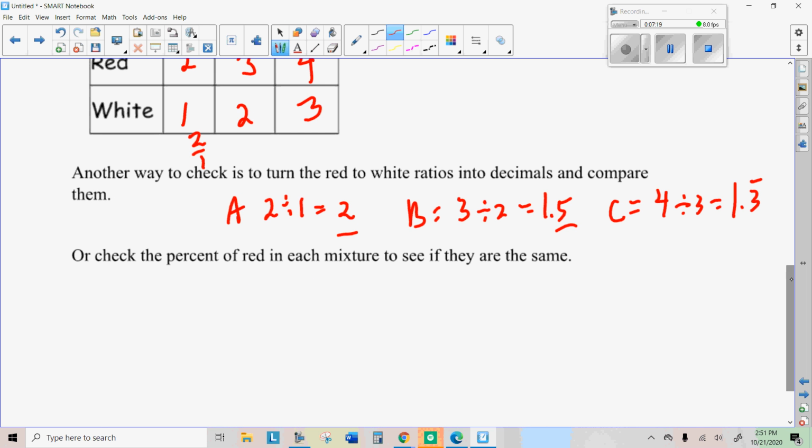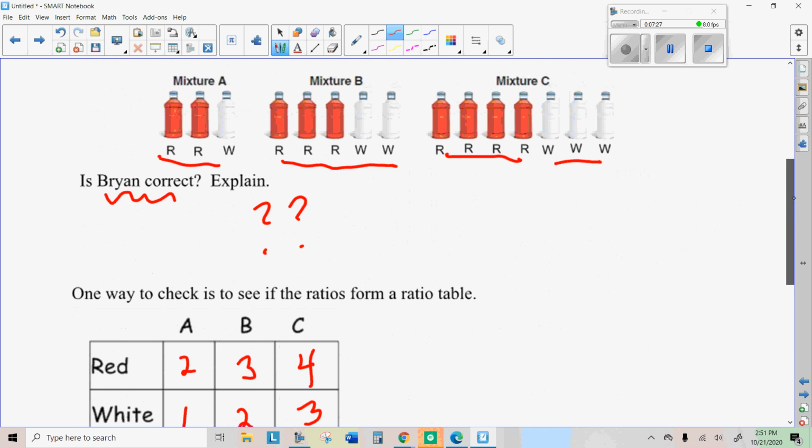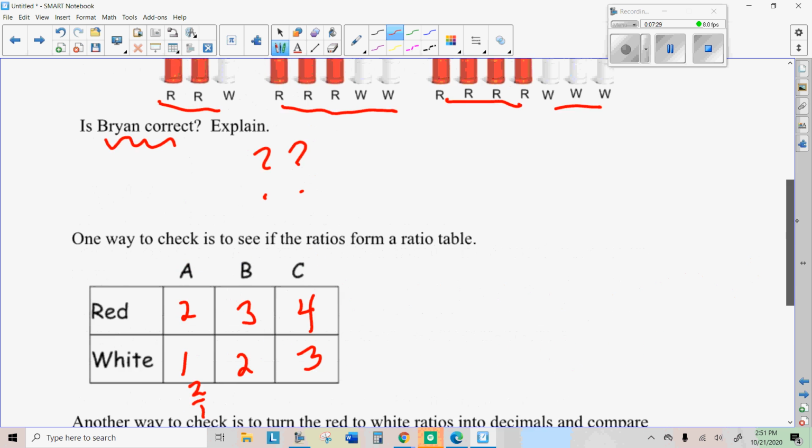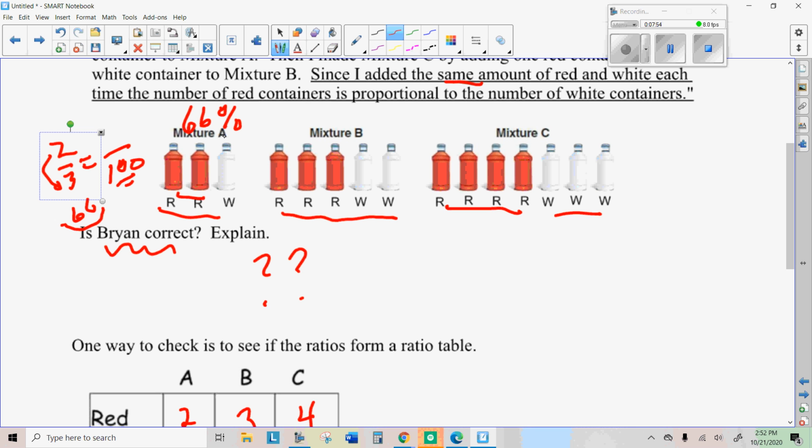Okay. Another suggestion, you guys are good at percent, so if you want to find the percent of, say, red in each mix, let's try that here, you guys. I'll move it back up here. The percent of red in this mix is 2/3, and remember to change that to a percent, I like to do the 2 divided by 3 first, which is 0.66, and then just move the decimal over 2 places, because that's what happens when you multiply by 100. So this one's 66% about, I'm rounding that.